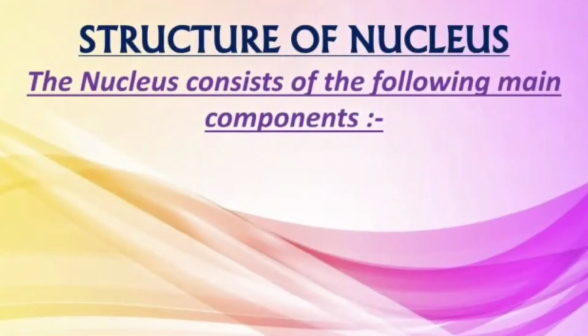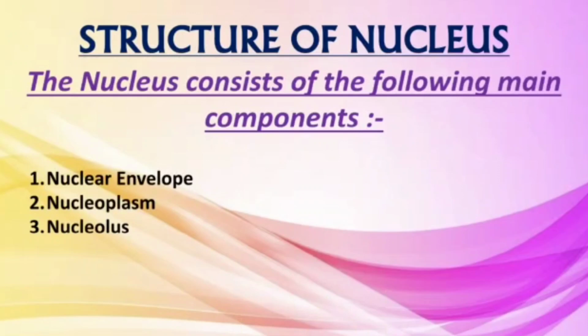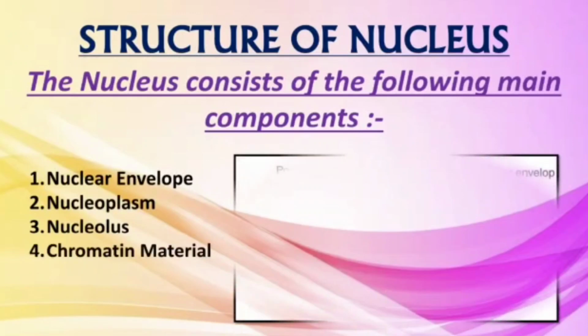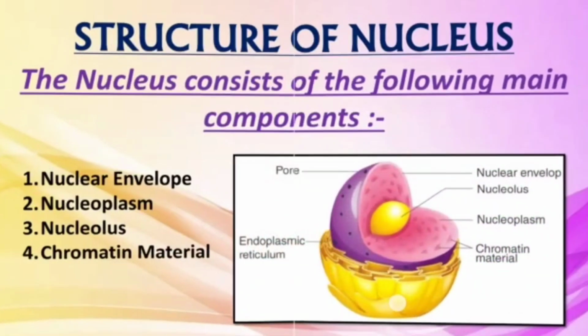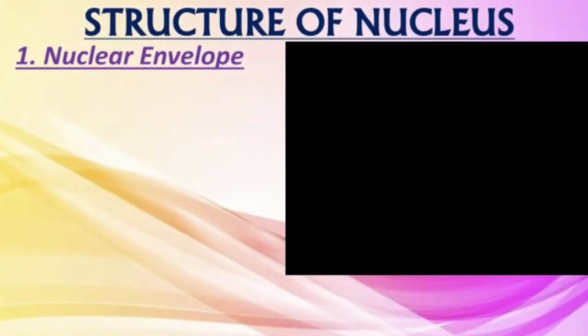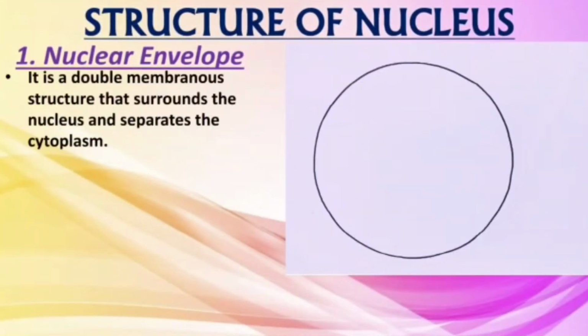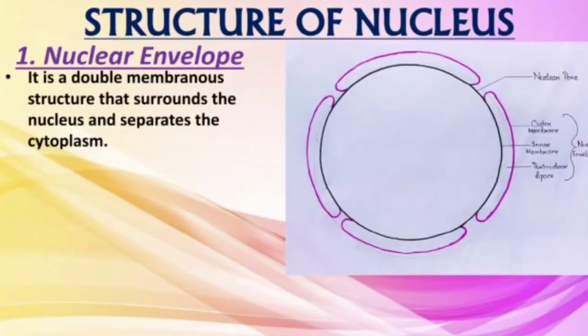The nucleus consists of the following four main components, that is, nuclear envelope, nucleoplasm, nucleolus and the chromatin material. The nuclear envelope is a double membranous structure that surrounds the nucleus and separates it from the cytoplasm. As we can see, this part represents the nuclear envelope.